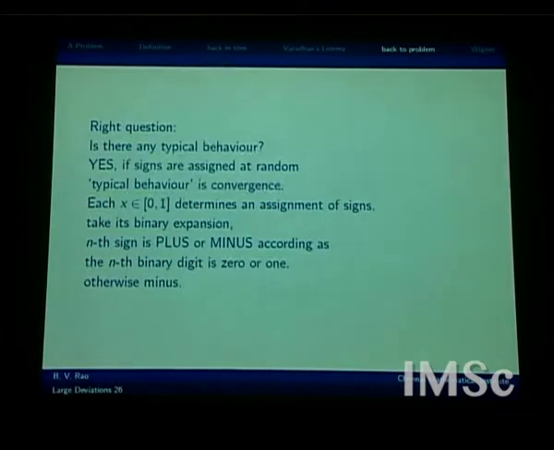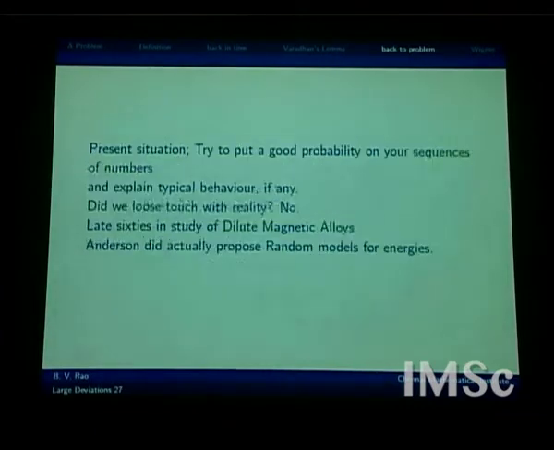And so, here we take the same attitude. Try to put a good probability on your sequences of numbers and explain typical behavior if any, that they satisfy a large deviation principle for an almost sure choice of your numbers. And here I am now talking about putting a probability on the sequences H_n's.